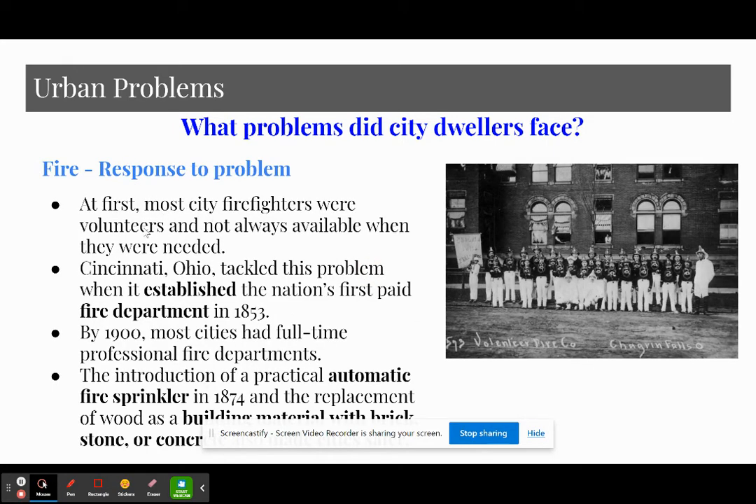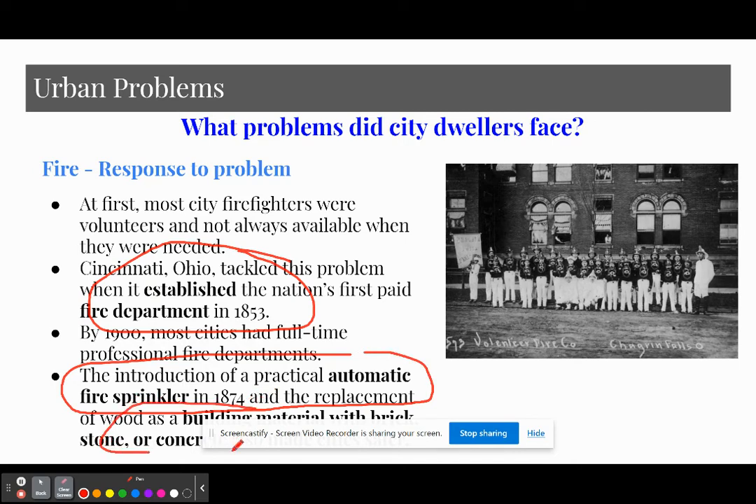So at first, most city firefighters were volunteers and they weren't always available when they were needed. In Cincinnati, Ohio, they had the first paid fire department in 1853. By 1900, most cities had full-time professional fire departments. And then also the introduction of the automatic fire sprinkler and the replacement of building materials such as brick, stone, and concrete instead of wood helped to combat fire hazards.